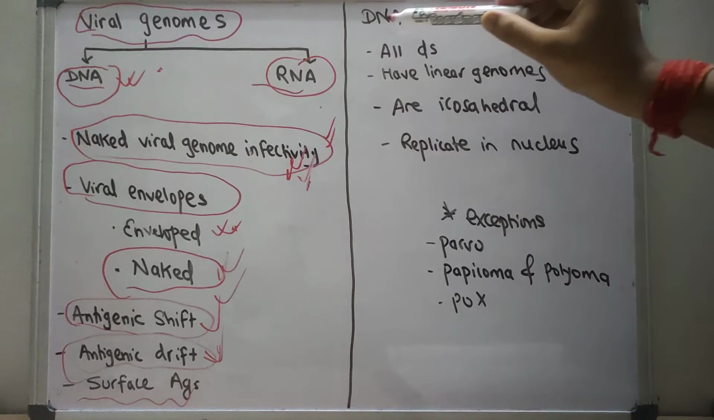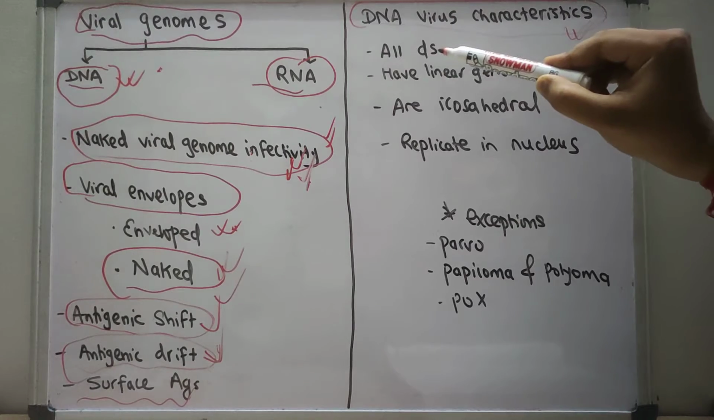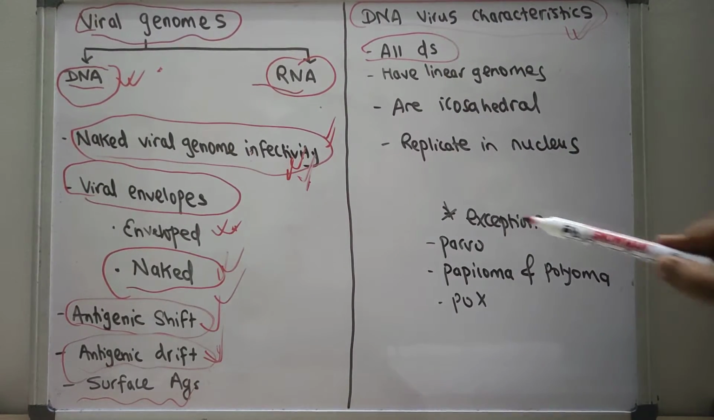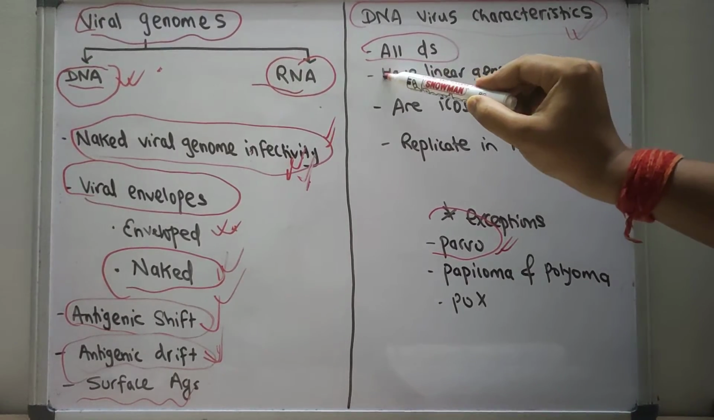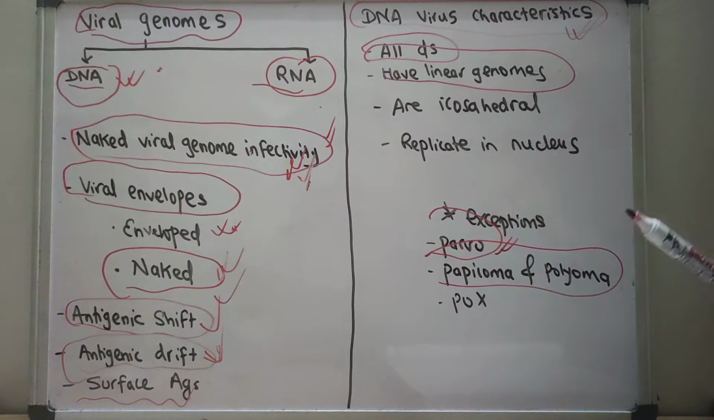Now let us talk about the DNA virus characteristics. All DNA viruses have double-stranded DNA. One exception is parvovirus, which is a single-stranded DNA virus. All DNA viruses have linear genomes except the papilloma and polyoma viruses, which have circular supercoiled genomes, whereas the hepadna virus has a circular and incomplete viral genome.